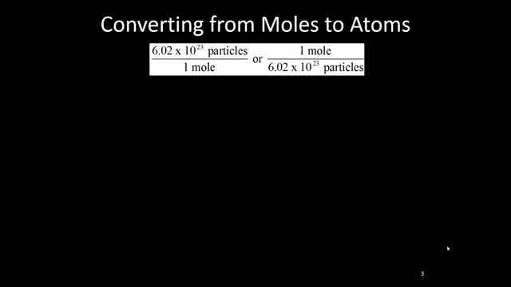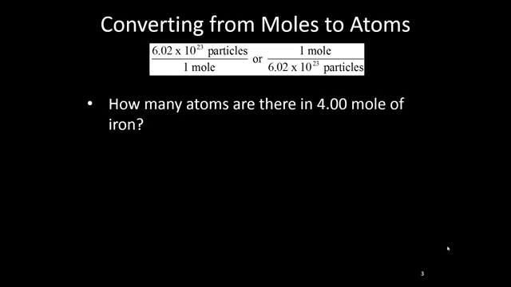We can use the definition of a mole, being 1 mole equals 6.02 times 10 to the 23rd particles, as a conversion. We can use that conversion to either convert from moles to particles, as shown in the top left of your screen, or from particles to moles, as shown on the top right. In other words, we can write 2 conversion factors from this equality. Those conversion factors are designed to answer questions such as this.